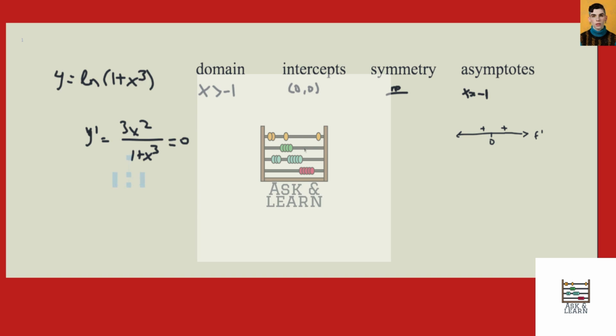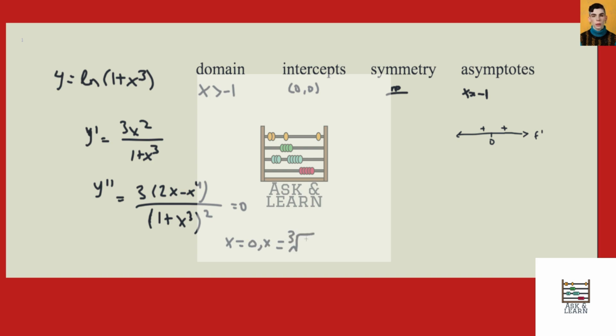And if we find our second derivative now for the concavity test, y double prime equals 3 times 2x minus x to the fourth, all over 1 plus x cubed, and that's all squared. Set that equal to 0, and we come to two critical points. x is 0, and x equals the cube root of 2, which is approximately 1.3.